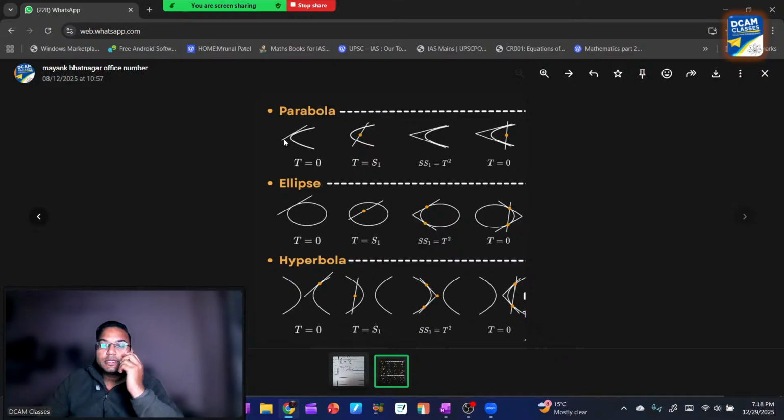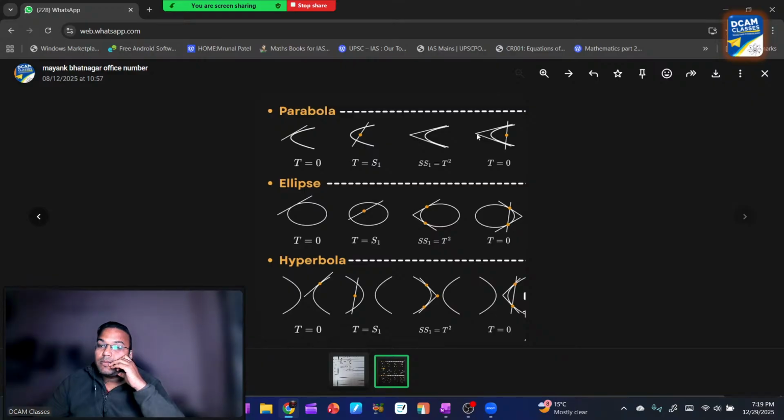T is equal to 0 represents the equation of tangent to the parabola. In the same way, T is equal to 0 represents the tangent to the ellipse, and the tangent to the hyperbola. Also, T is equal to S1 represents the chord with the midpoint, that I'm going to tell you now. It remains the same for all the three. Similarly, SS1 is equal to T square I was talking about now. From an external point, if you draw two tangents, the equation of this pair of two lines is SS1 is equal to T square. From the point to the ellipse, SS1 is equal to T square, the pair of tangents.